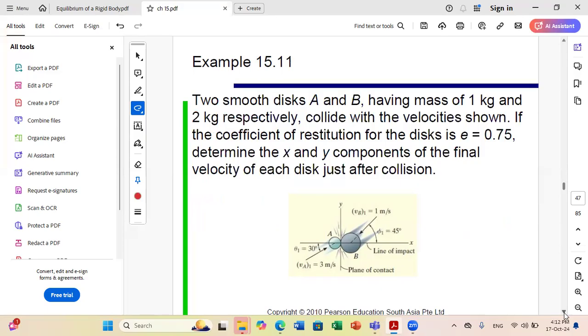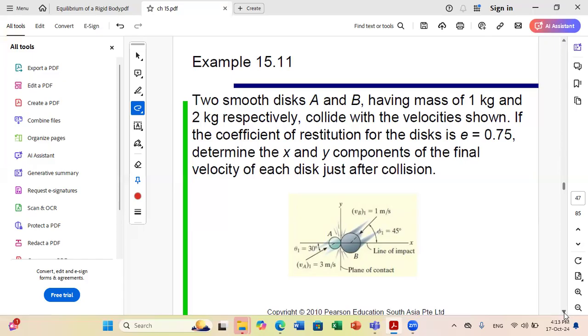collision. Let us do a problem on oblique impact. So we have two smooth disks A and B, having mass of 1 kilogram and 2 kilogram respectively, colliding with each other with the velocities shown in the figure. If the coefficient of restitution for the disks is 0.75 or 75%, determine the x and y components of the final velocity of each disk just after collision.